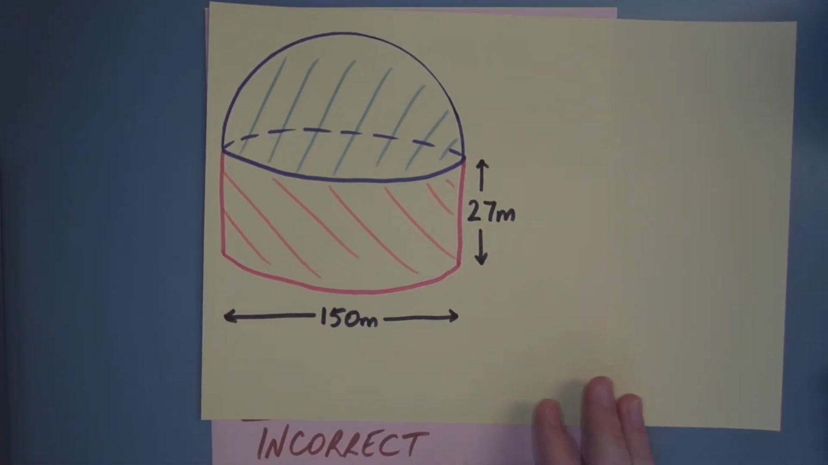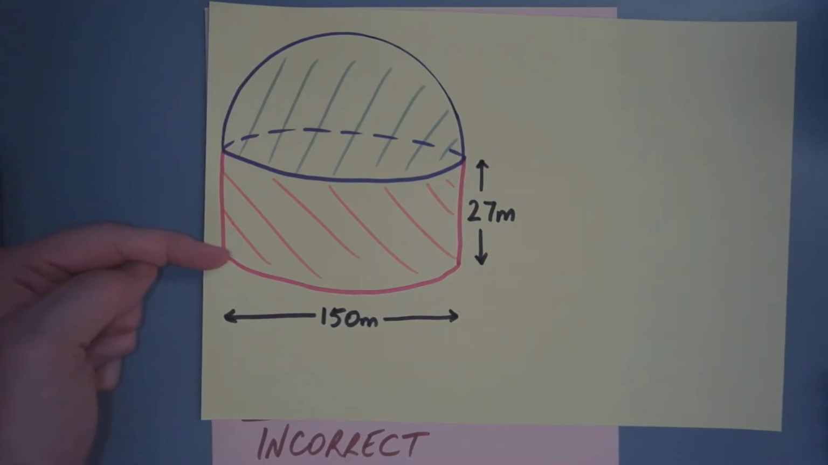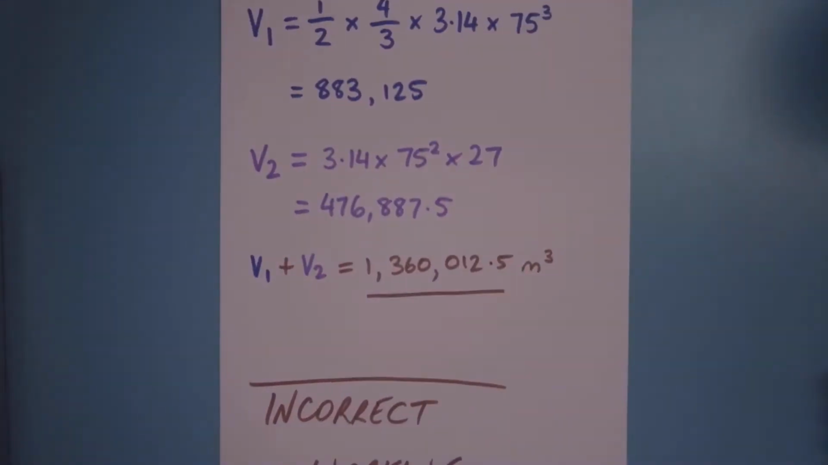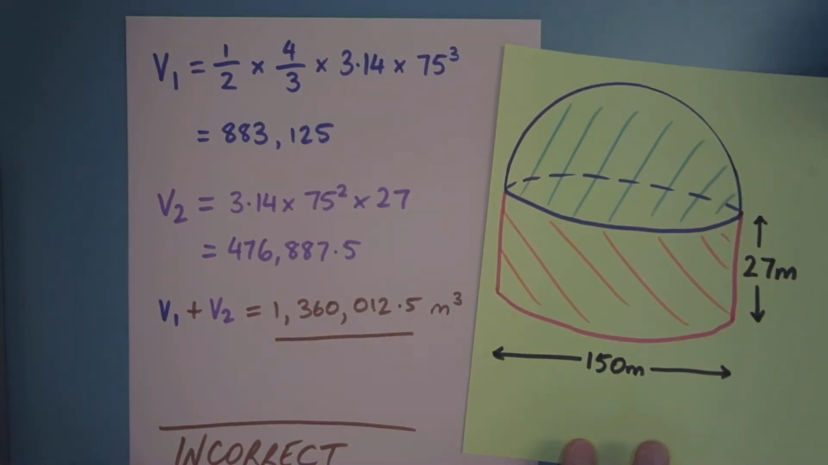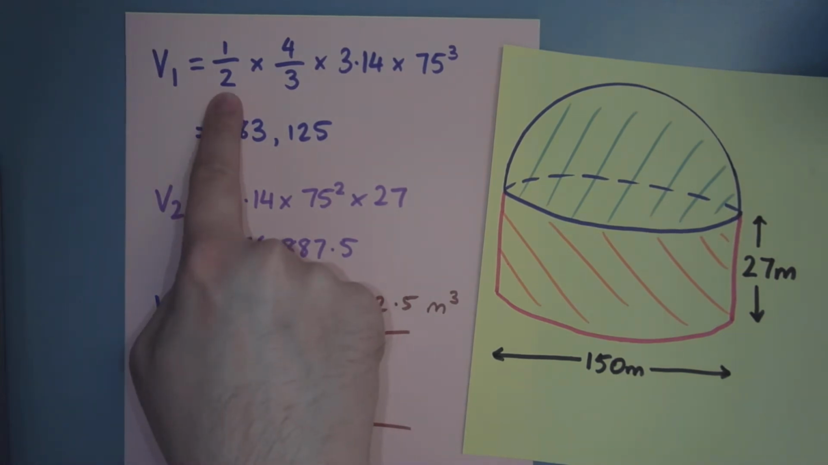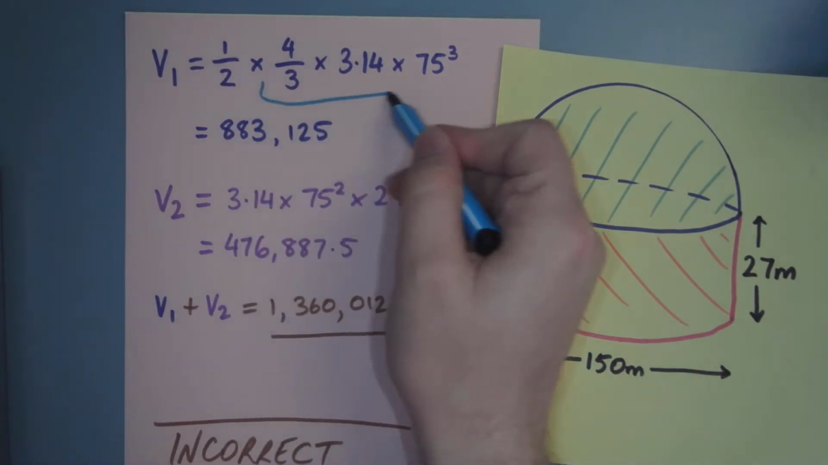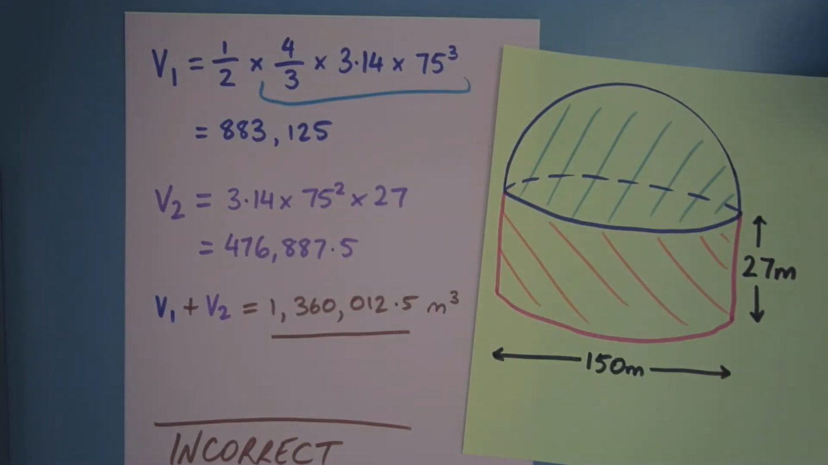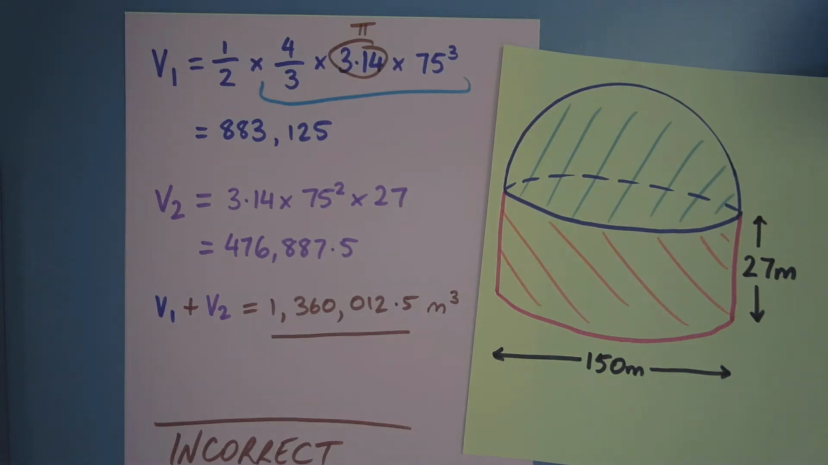This shape, I want to find the volume of this shape. It's half a sphere on the top and a cylinder on the bottom. We know we need to work out the two volumes and add those together at the end. Here, I have an incorrect working. It looks like we've done it right though. It's half of a circle, so it's going to be half of all of this string of stuff. And that's all pretty well correct, except that this 3.14 should still just be the number pi.